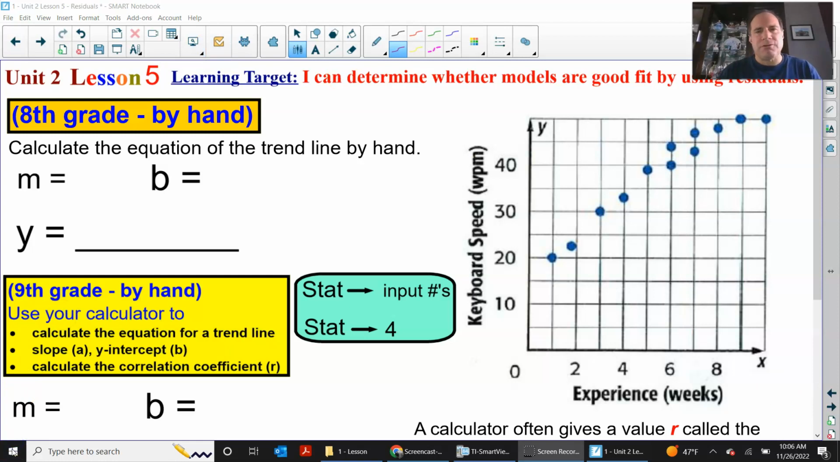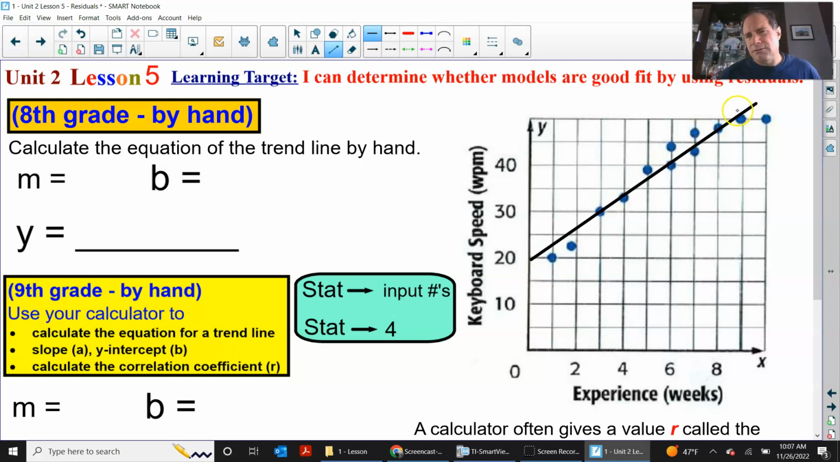All right, because we're doing two curriculums here, we're going to first calculate the equation of this trend line by hand. And obviously there's no trend line here, so I'm going to draw that trend line right now. So I'm going to start right here, and I'm going to draw that trend line right here like this and go through the center of that point right there. And yeah, I think that looks okay.